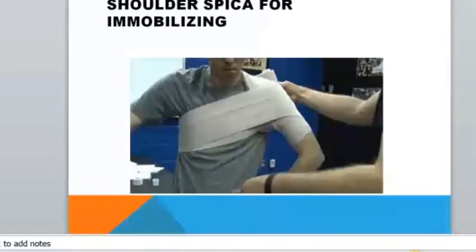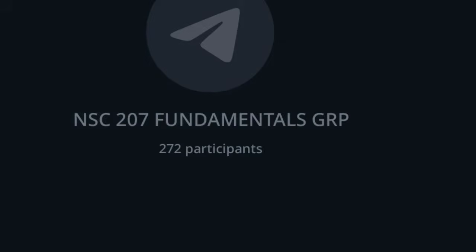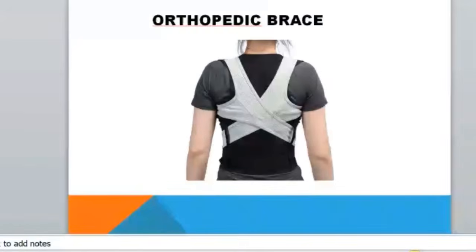Okay. So this is an example of the shoulder spica for immobilizing. So what can we see now? I've changed the screen. Perfect. Orthopedic brace. So these are corrective types of bandages. So we use it to correct. This individual has scoliosis, so we are using it to correct it. All right.